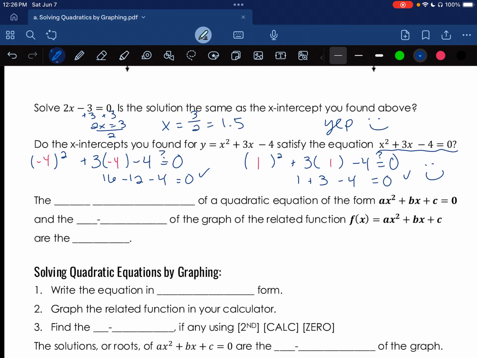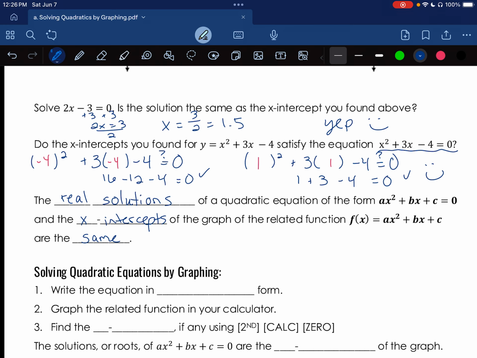All right, so what we're looking at here is that the real solutions of a quadratic equation of the form ax squared plus bx plus c equals 0 and the x-intercepts of the graph of the related function are the same. So this is cool because it means that if we graph our function or we're looking at a graph, we know solutions to the equation once that equals 0 are just the x-intercepts.